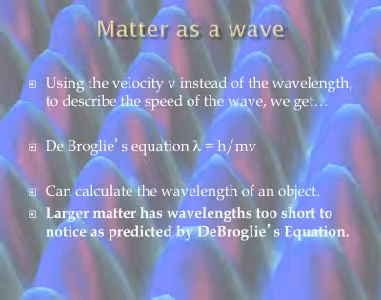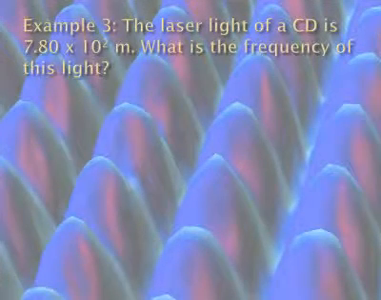Larger matter has wavelengths that are too short. So if you have a giant piece of matter, it's going to be really hard for us to study its wavelength because of the idea of momentum. It's going to have such great momentum that it's hard for us to figure out its wavelength. So let's do some examples. You guys ready for some examples?